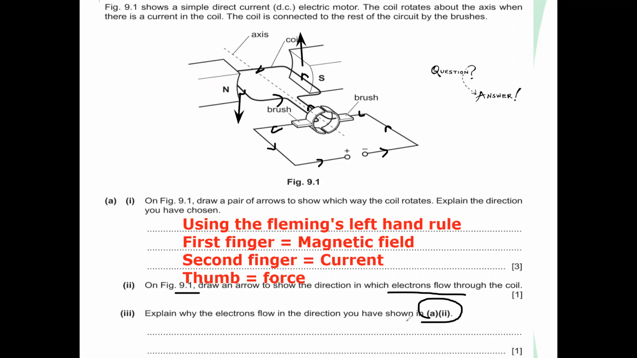So why do we say electrons are flowing in this manner? Because electrons are negative, so they're attracted towards the positive terminal of a battery.